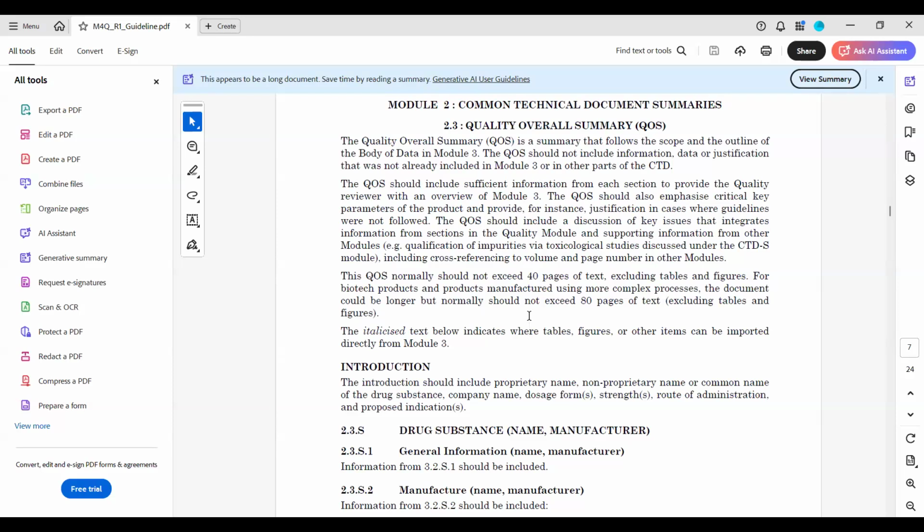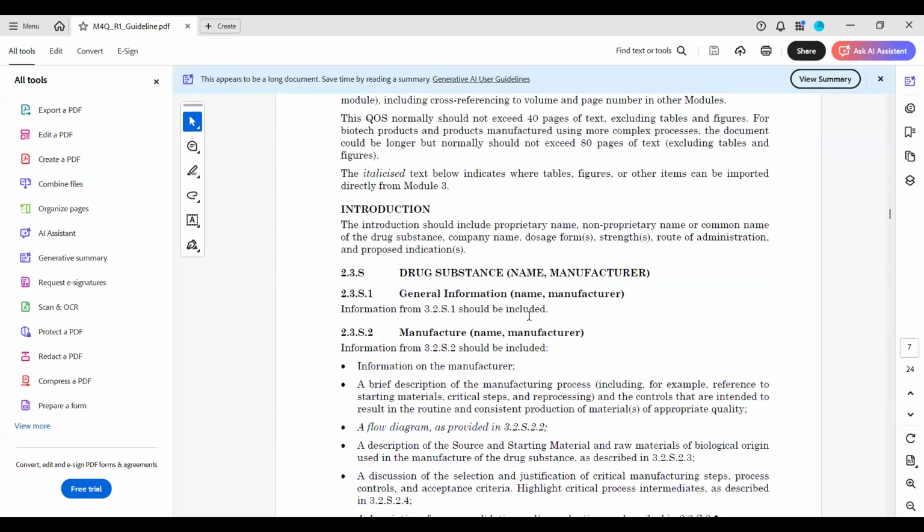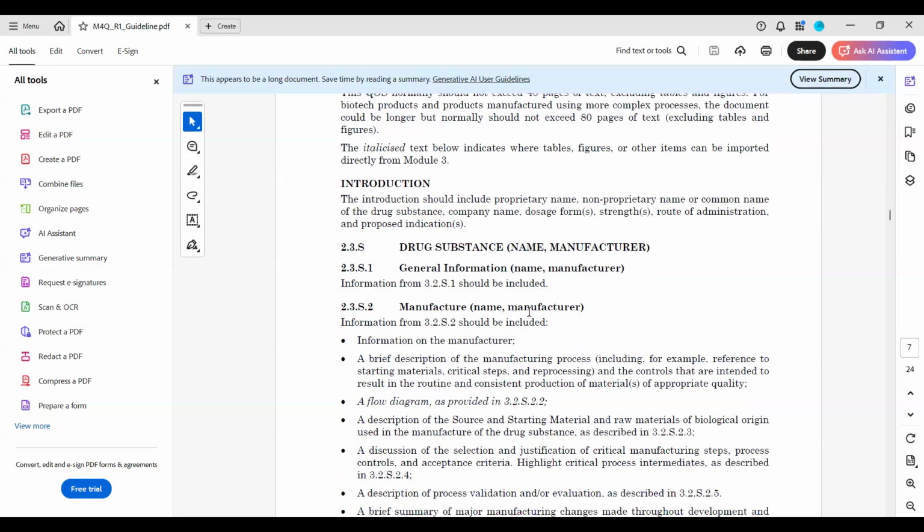Okay. So this is your breakdown of all the QoS sections that are being submitted, QoS summaries that are being submitted in 2.3.S QoS. So the introduction should include the proprietary name of the drug, the non-proprietary name or common name of the drug substance, along with the company name, dosage form, strength, route of administration, and proposed indication.